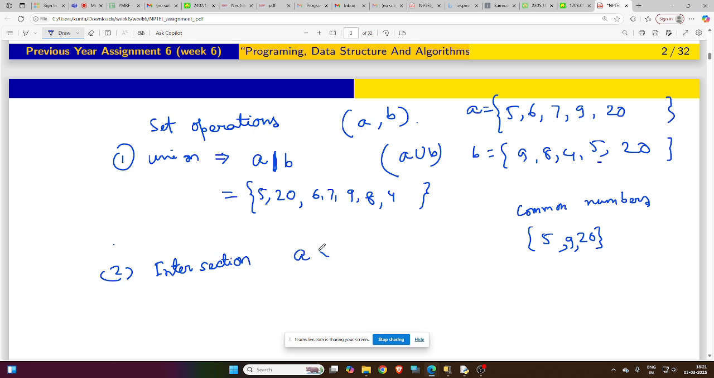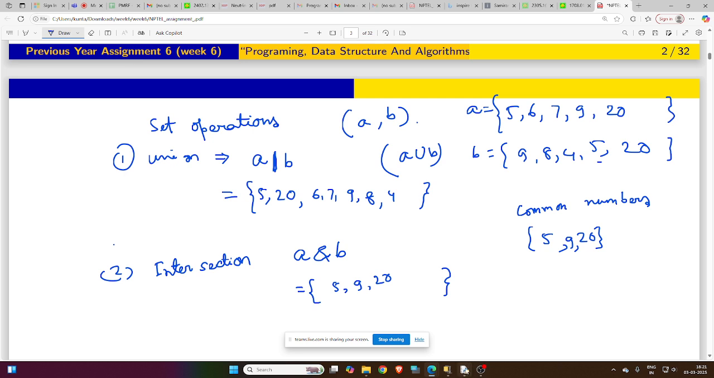So for intersection, the notation is like A and B. Okay, this is like A and B. So intersection is what? For intersection case, we need to take the common elements only, common numbers only. So for this case, what will be the intersection of A and B? This will be simply 5, 9, 20.